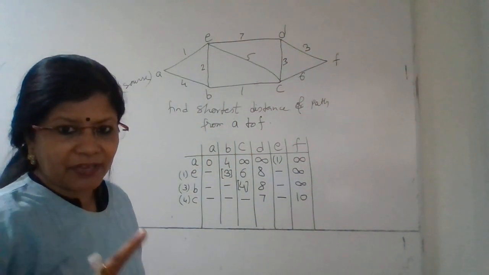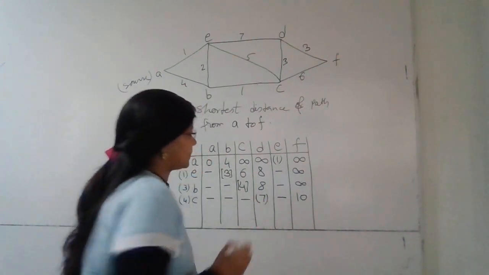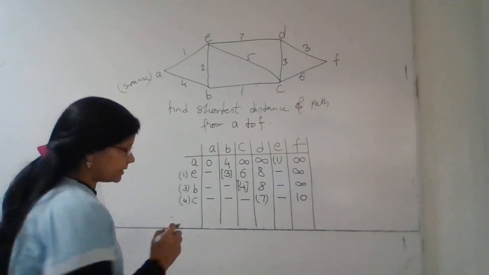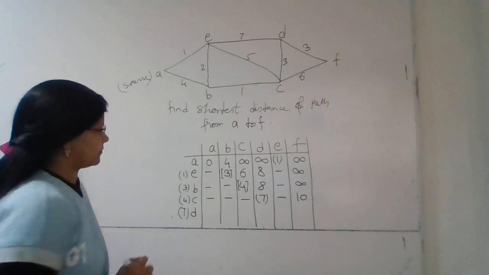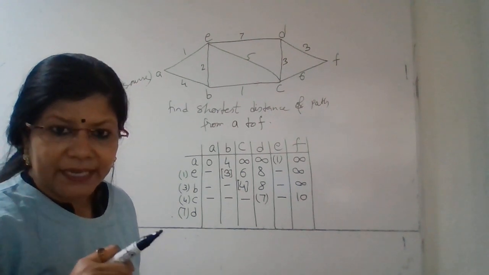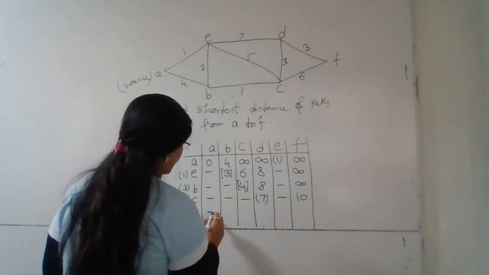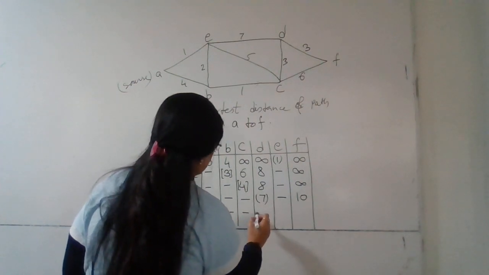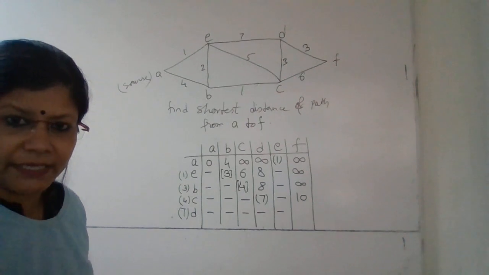Again check the minimum value, which is 7, and the vertex is D. Now leave blank all the previous vertices. That means A, B, C, D and E.